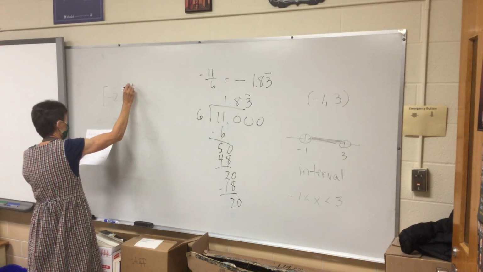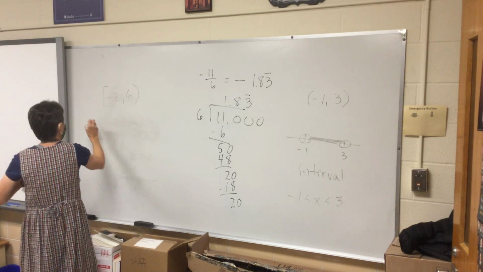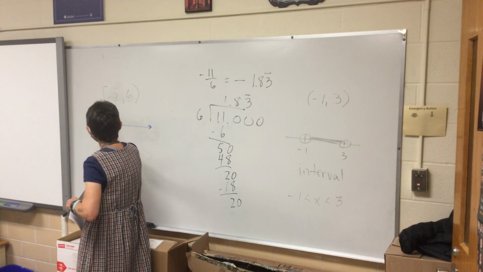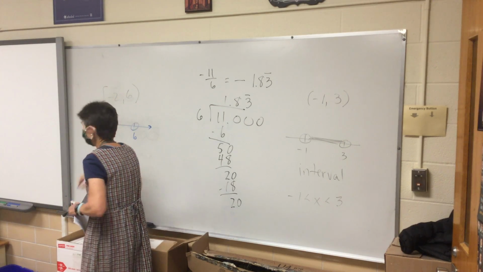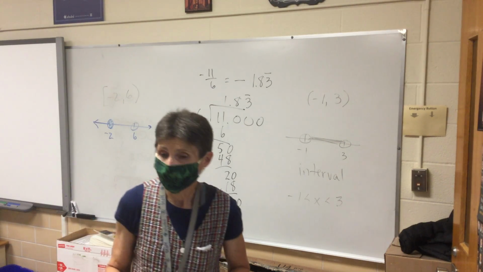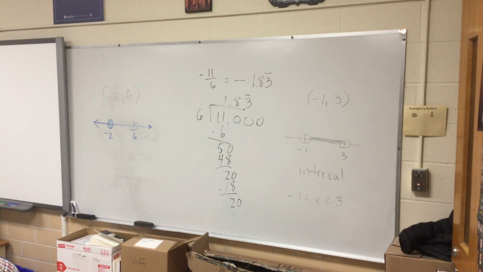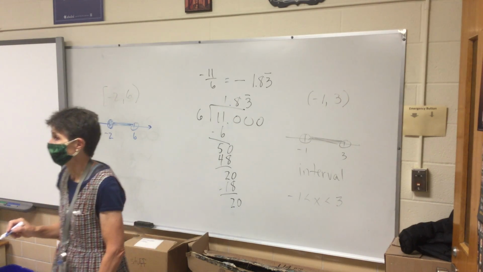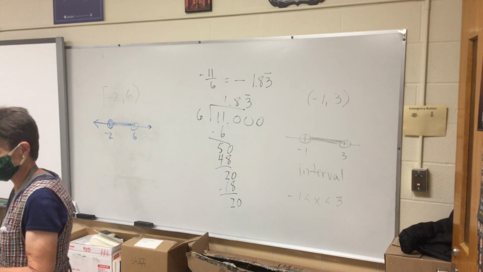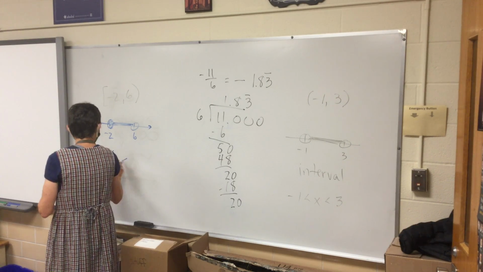It has a bracket. Now, if the parentheses mean open dots, you want to take any guess what a bracket means? Closed dot. So you're going to have a closed dot at negative 2, an open dot at 6 because it has a parentheses. Parentheses are open, brackets are closed. And then we shade everything in between. It's real easy. You just got to remember the rule. Bracket is closed, parentheses is open. Oh my goodness, what is this?